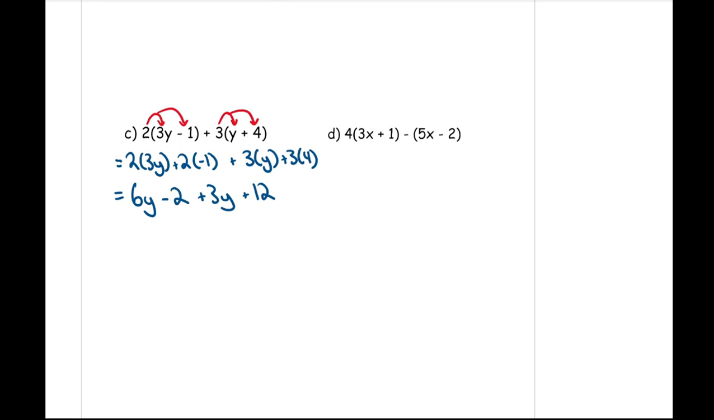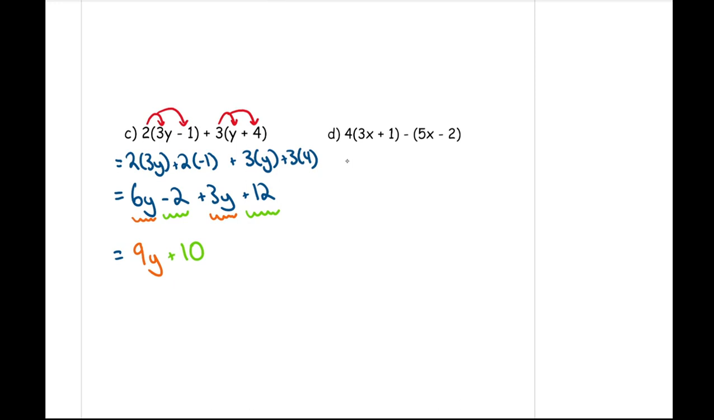Now what I'm going to do, I can simplify this because there are like terms. I have the 6y and the 3y, and I have the negative 2 and the positive 12. So I'm going to combine those like terms. 6y plus 3y gives me 9y, and negative 2 plus 12 gives me positive 10. I can't simplify this part any further because, again, I don't have like terms, so I'm done. I've expanded it, I've multiplied, and then I've simplified it by collecting like terms.